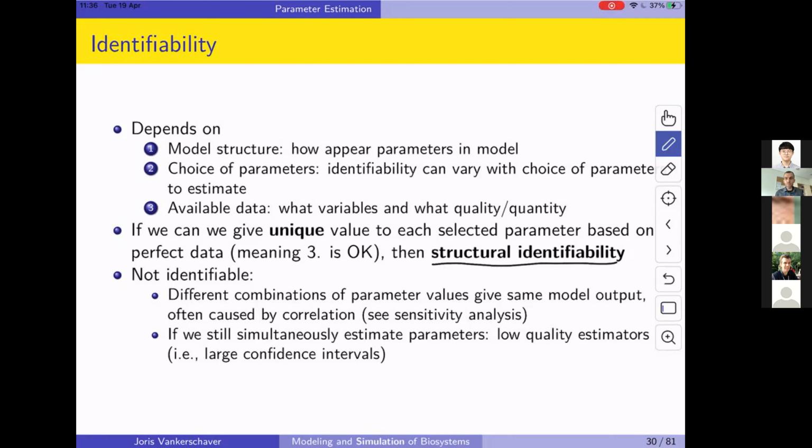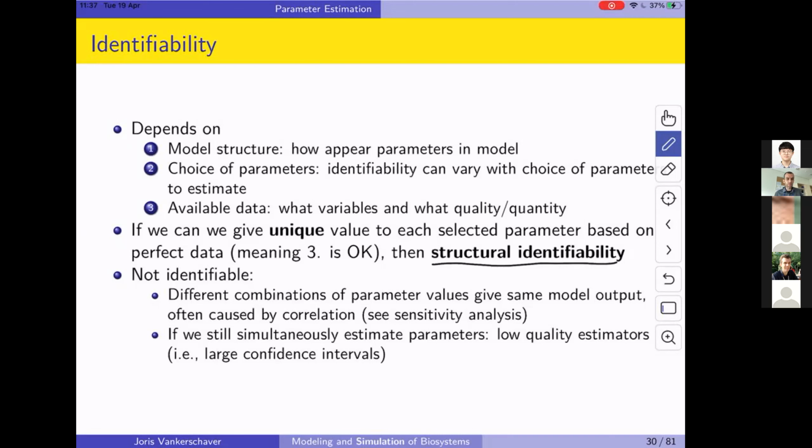And this is going to depend on a number of factors: on the model structure, so how the parameters appear in the model, on the choice of parameters that we want to estimate, but also on the data. And this last part we're going to see in detail is basically related to what is the quality of the data, and what data do you have available. For instance, very stupid example, if you don't have any data for a certain parameter, then you're not going to be able to estimate it. So then you may have structural identifiability, or you will not have identifiability.